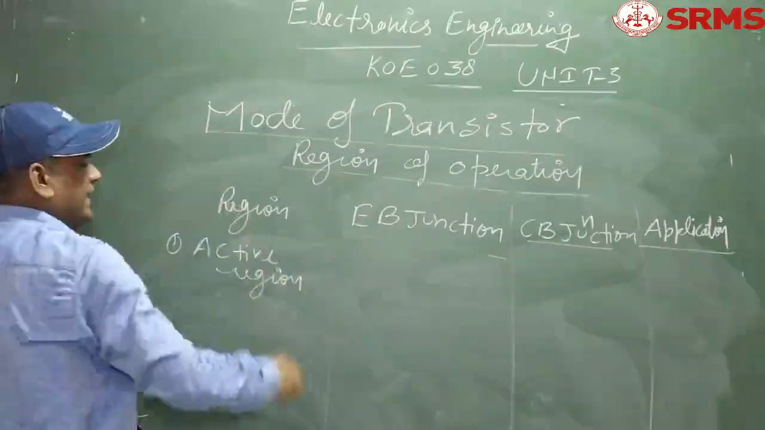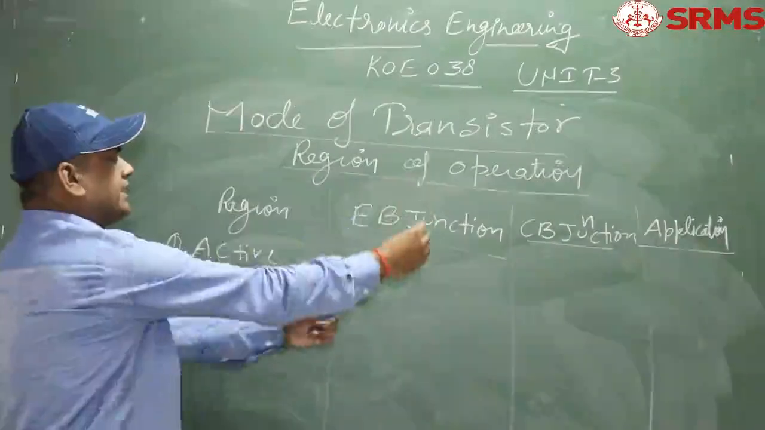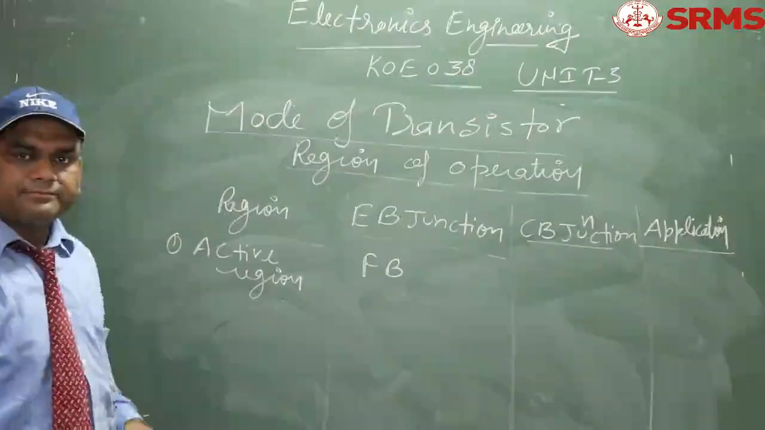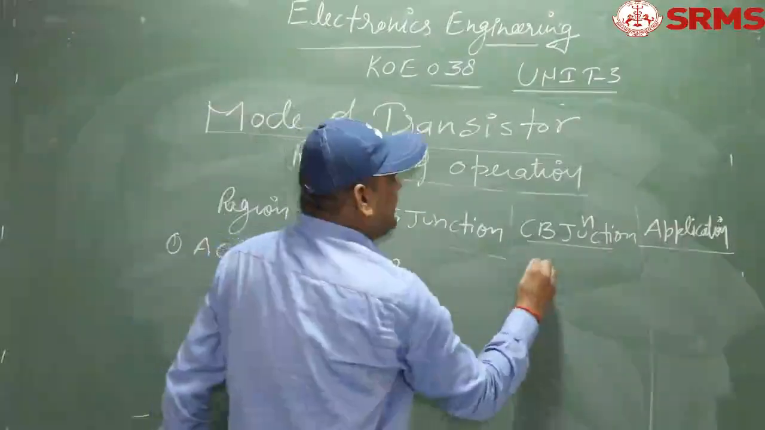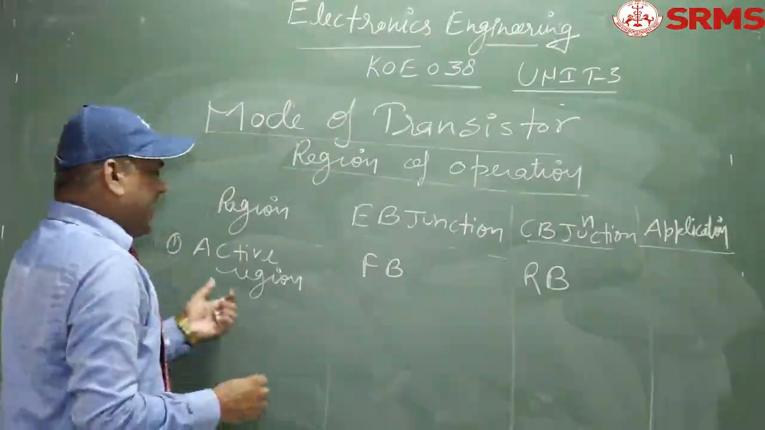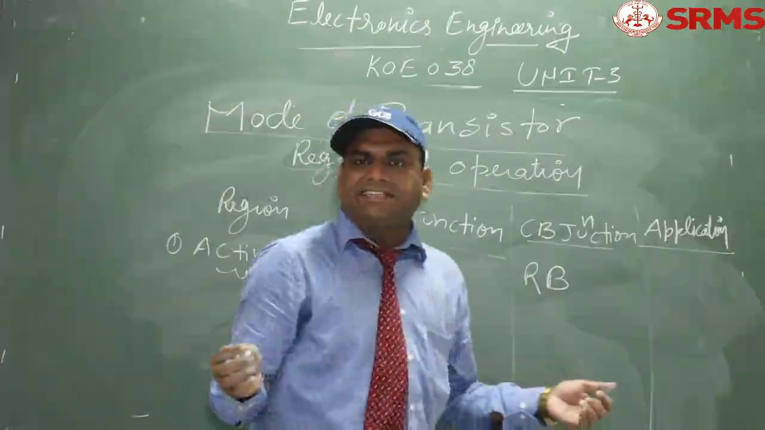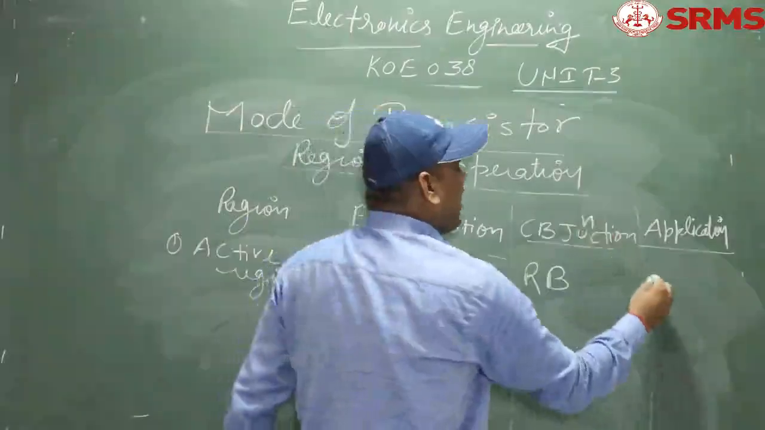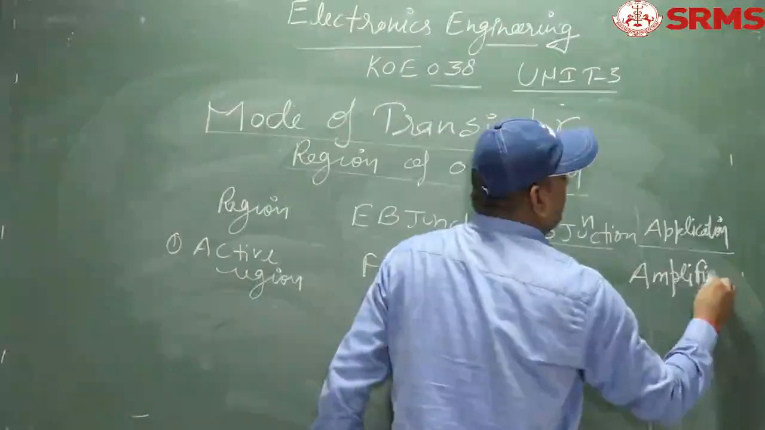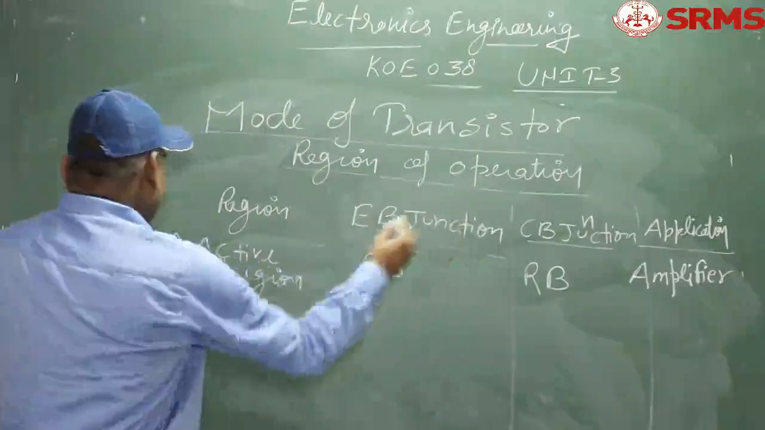So the first region we will discuss is the active region. In the active region of the transistor, the emitter-base junction is forward biased and the collector-base junction is reverse biased. And we will discuss the application area. In this region, the BJT, or you can say the transistor, is used as an amplifier. Is that clear?